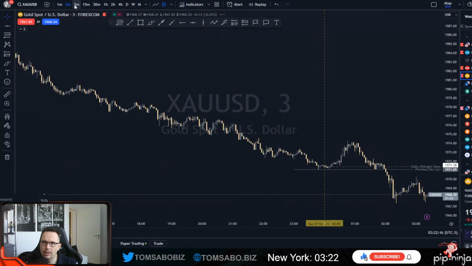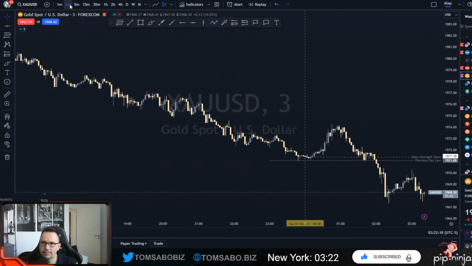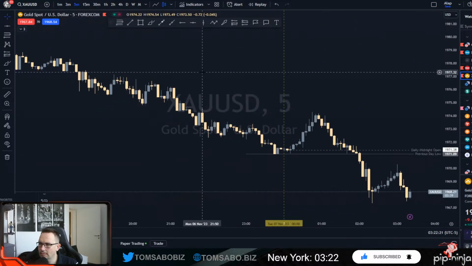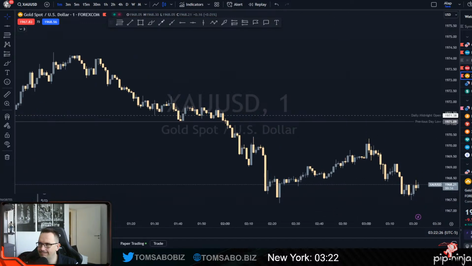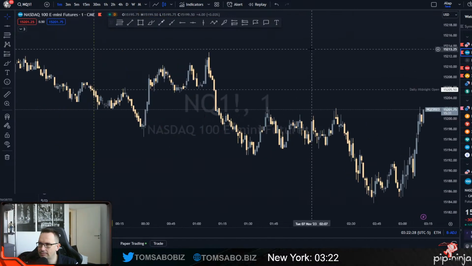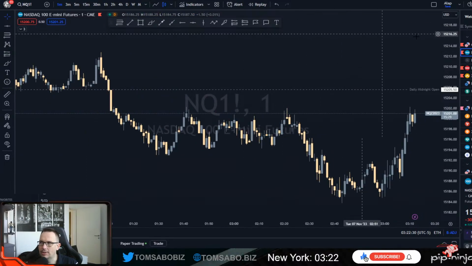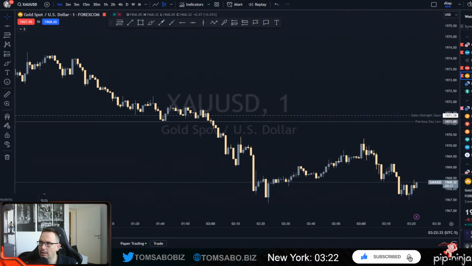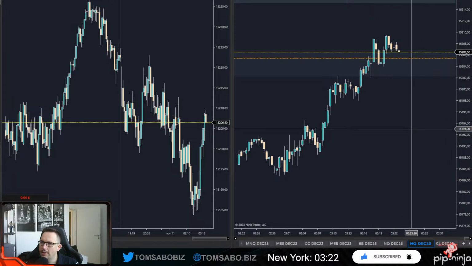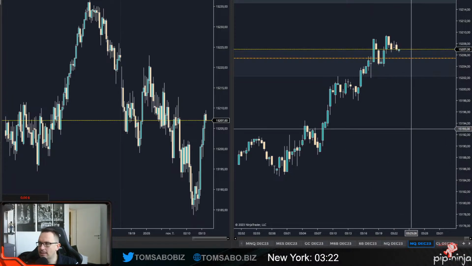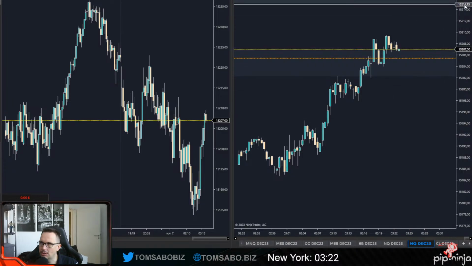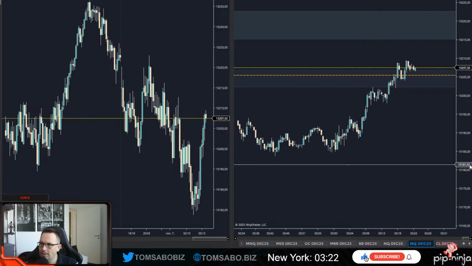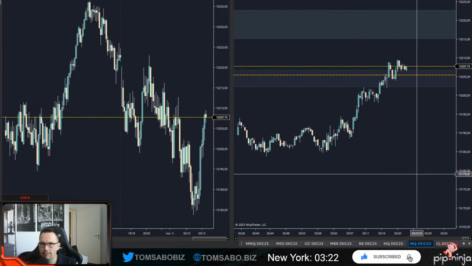Okay, let's check gold again. Not taking any trade here. NQ is... oh yeah, sorry, this data is delayed. Okay, still hovering here. We have 8 minutes left on the 15-minute candle. I would still be looking for a nice structure break to the downside. If we're not getting it, then it might just continue up.